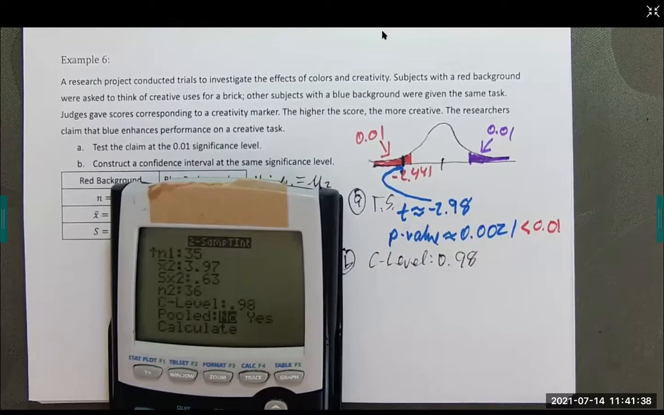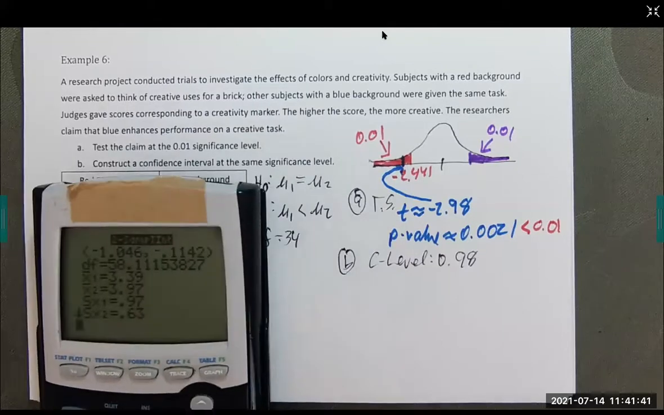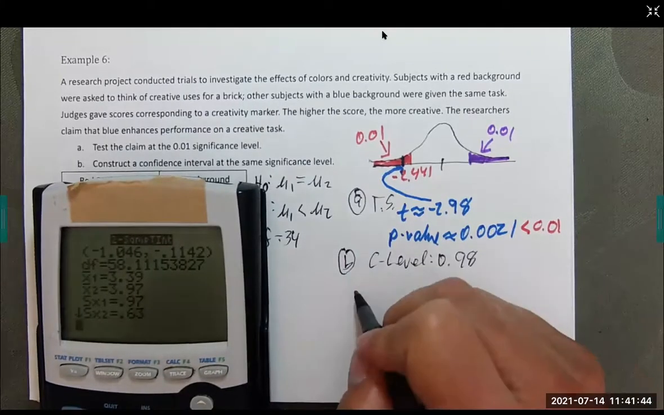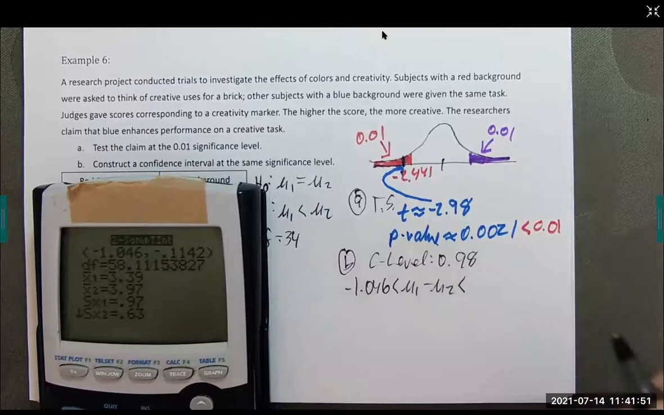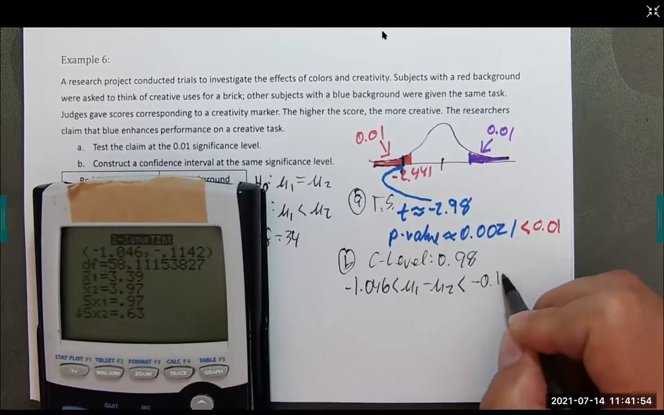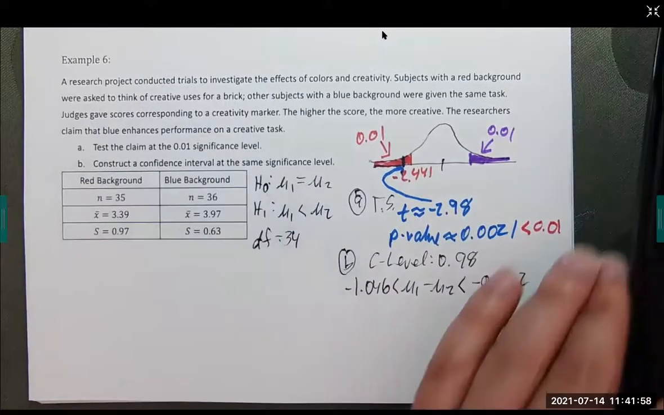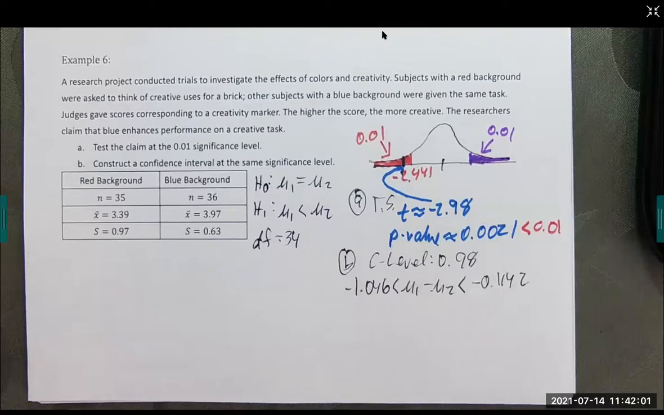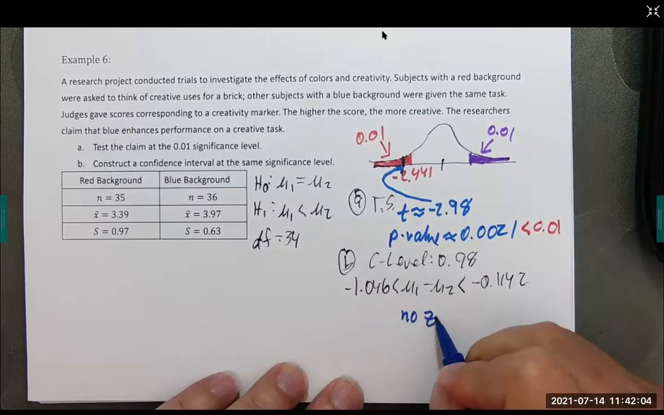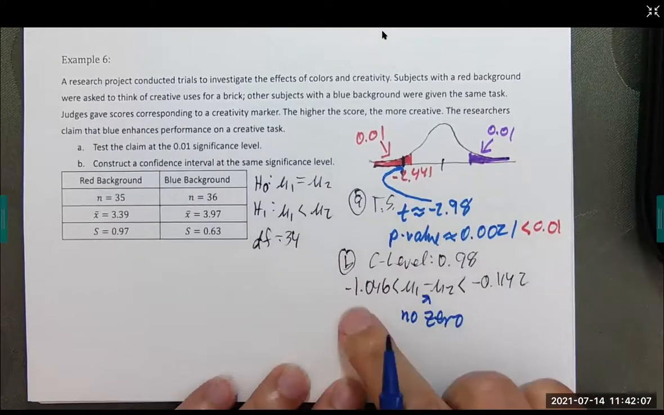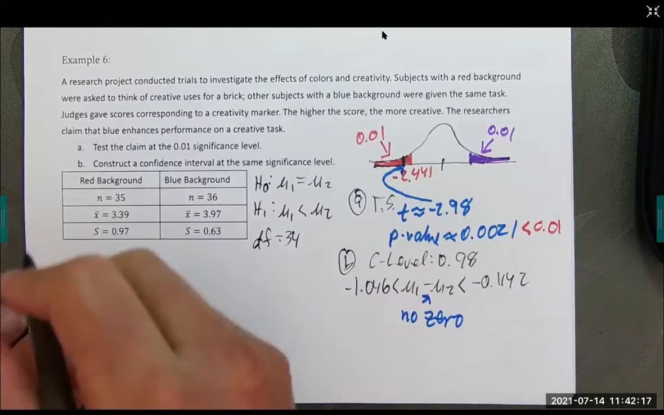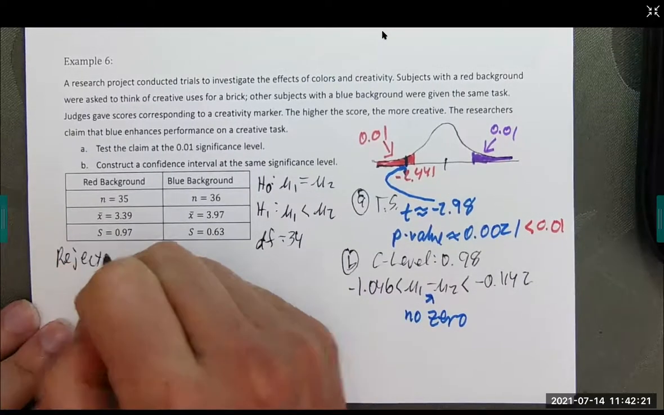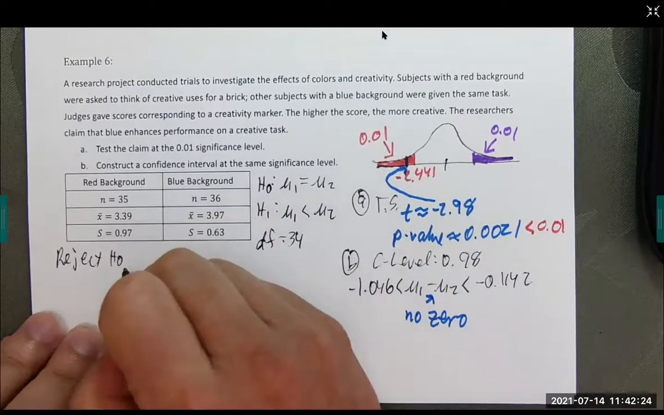Here we go. So I'm guessing it's not going to become negative to positive like we did before. And I'm correct. Negative 1.046 is mu 1 minus mu 2, and negative 0.1142. So 0 is not in there. So no 0. Because we're going from negative to negative. So the previous one, we went from negative to positive. So that was good. So both the test and the confidence interval bring us to the same conclusion, is that we are going to reject the null hypothesis.